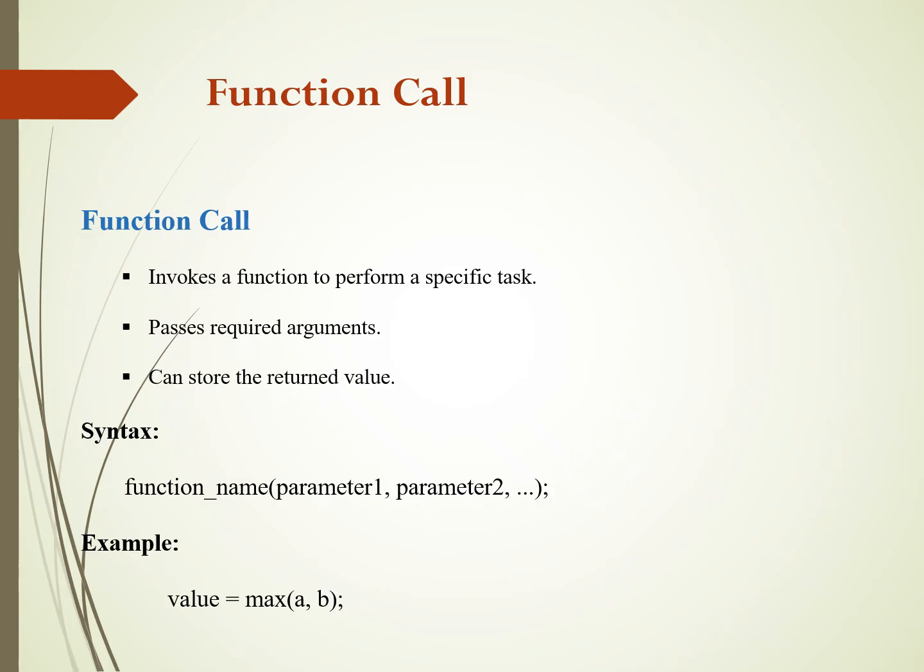Now look at the example shown below. value = max(a, b). Here max is a function being called. The values a and b are passed as arguments to the function. The function compares these two values and returns the larger value. The return value is then stored in the variable value. So remember that a function call is responsible for executing a function. It can pass the required arguments to the function, receive the return value if any, and then continue executing the remaining statements in the program.